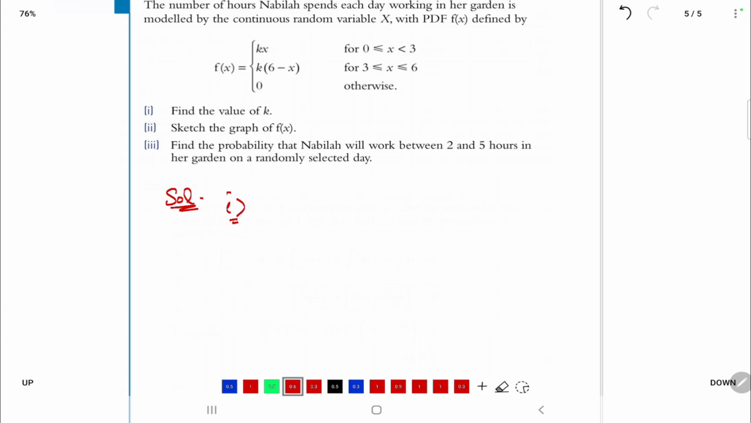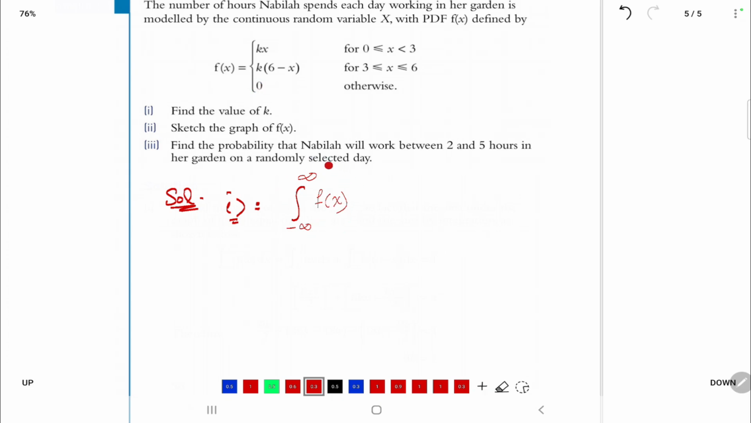So now, if I calculate the integration from minus infinity to infinity of f of x, we see it is only between this range. It is only in between 0 and 3. It has a value of kx, and between 3 and 6 it has a value of k(6 minus x). And it is 0 otherwise.